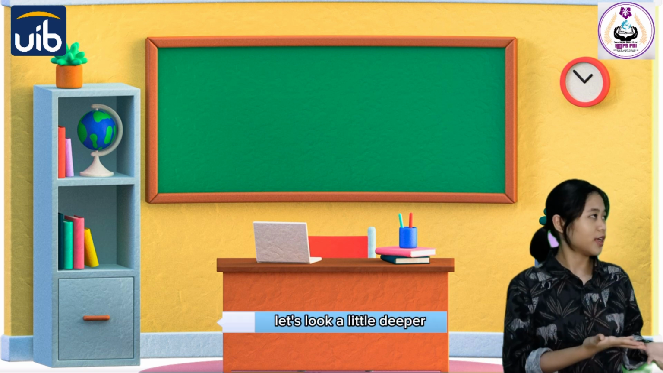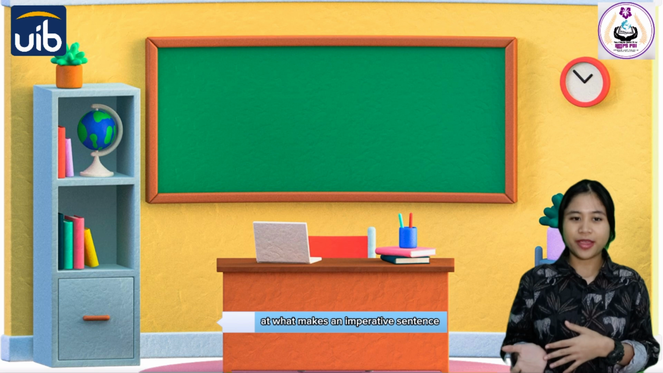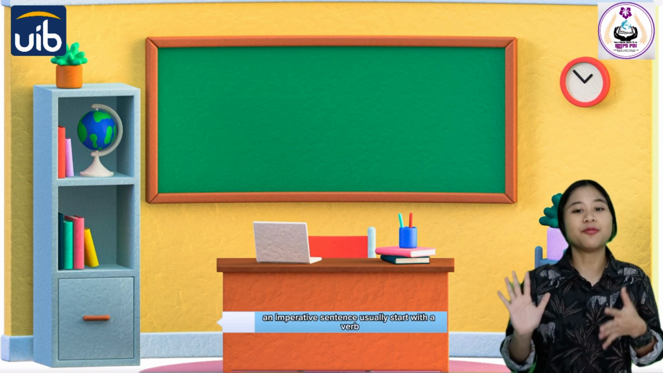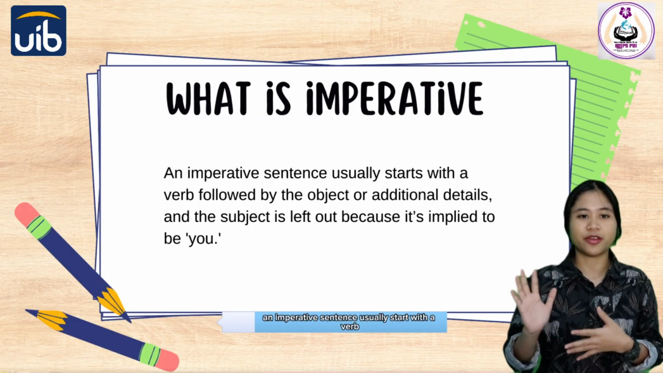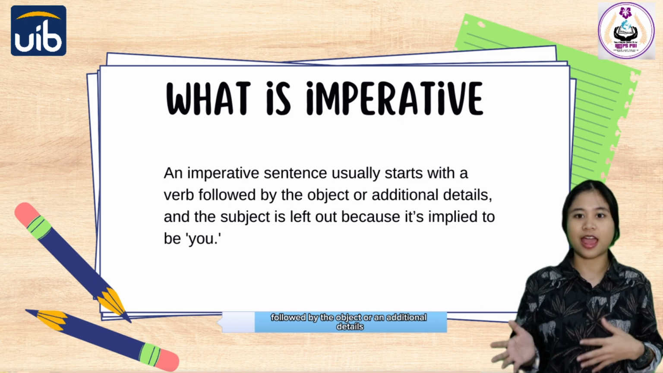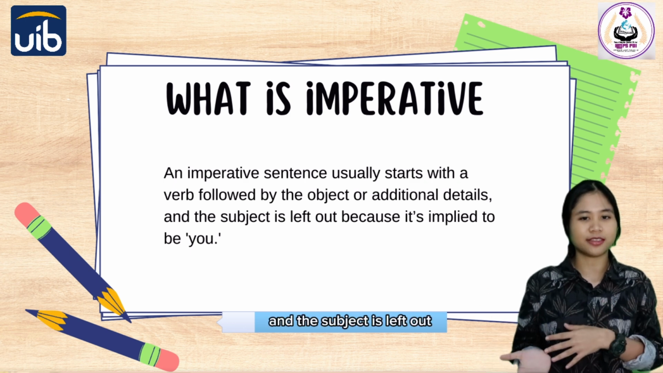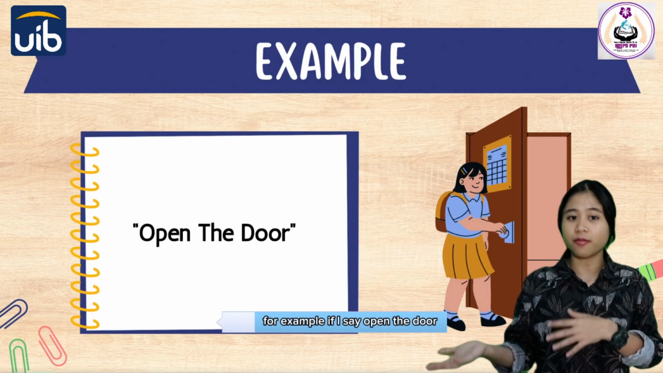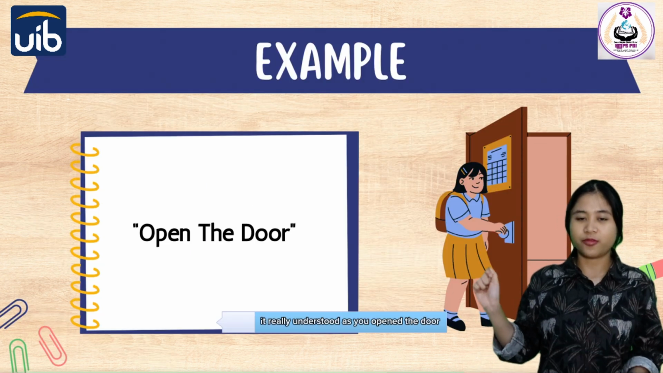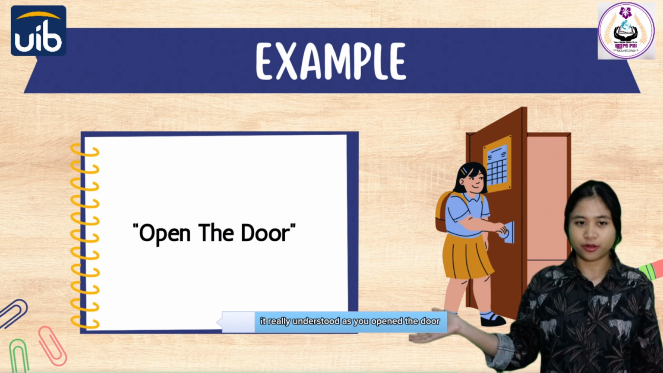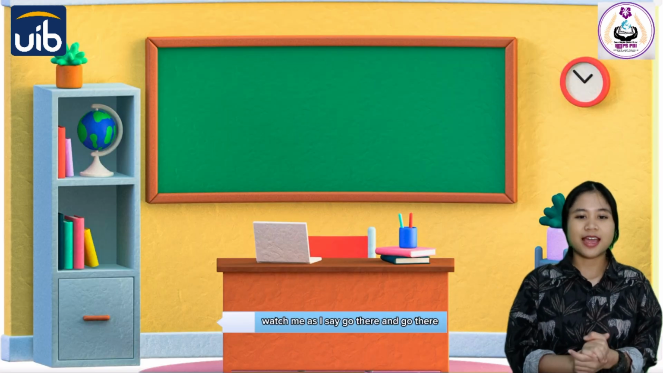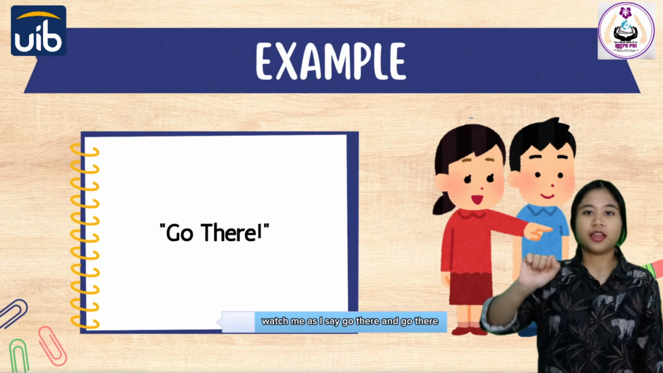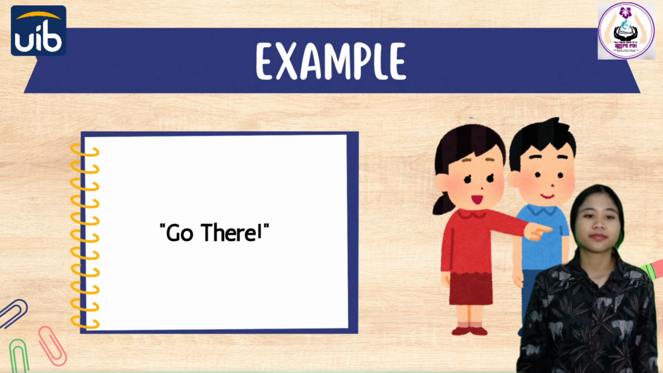Okay, so let's look a little deeper at what makes an imperative sentence. An imperative sentence usually starts with a verb followed by the object or additional details, and the subject is left out because it's implied to be "you." For example, if I say "Open the door," it's really understood as "You open the door." Watch me as I say, "Go there."